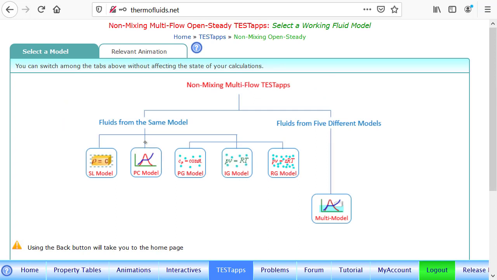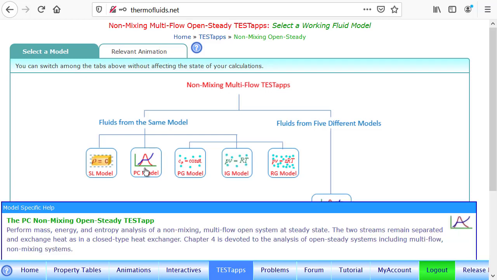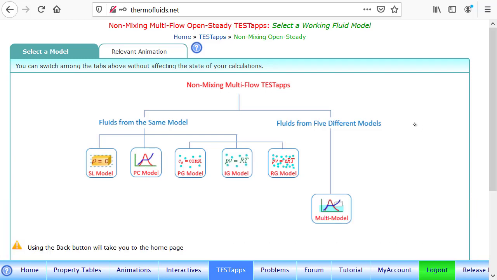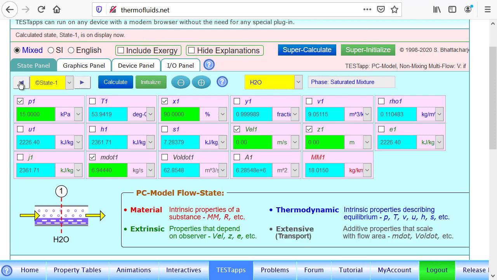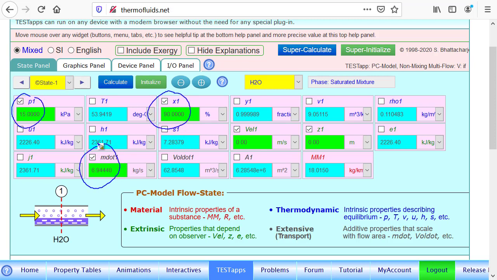Why? Because we have steam passing through. One of the streams is made of steam, a saturated mixture going to saturated liquid. Another stream is water, which we can also model with the PC model. So this is great. I have already launched the PC model and already filled out some of the data given to us. Let's go over this. For state 1, the inlet state, the pressure is given as 15 kPa and the quality is given, even the mass flow rate is given. So the state is totally known.